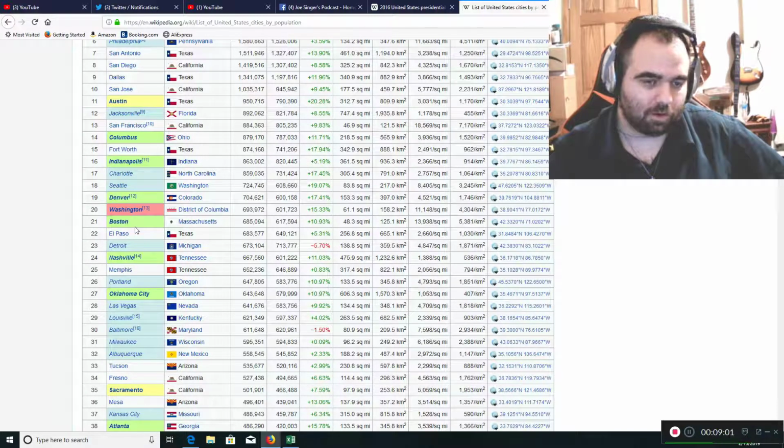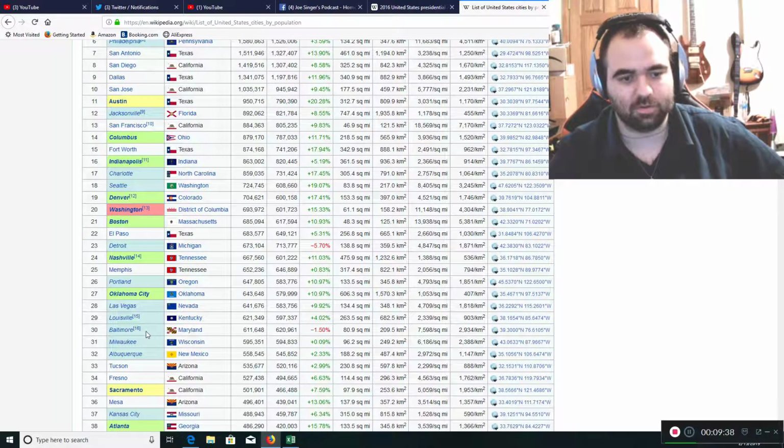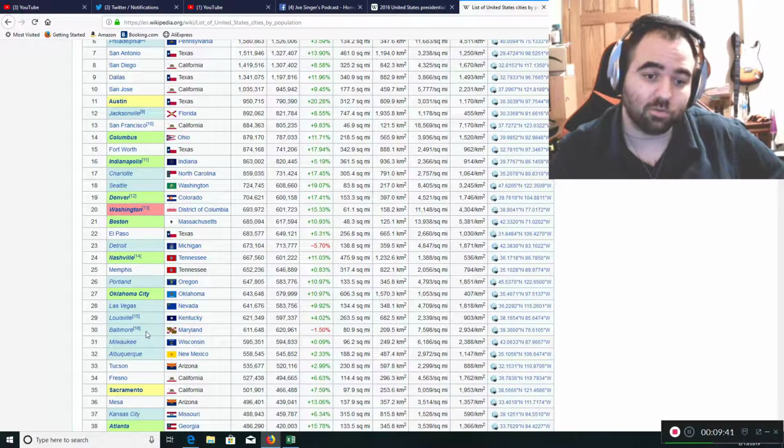Now we go into the 20 to 30 range. This would be in the rare case that a candidate might need it. This would be more apt to be what a GOP candidate might hit, because of the needs of the party. This would be Boston, El Paso, Texas, Detroit, Nashville, and Memphis, rounding out 21 to 25. Portland, Oklahoma City, Las Vegas, Louisville, and Baltimore round out 26 to 30. That's it. If you're not in those cities, you're basically not going to be represented.